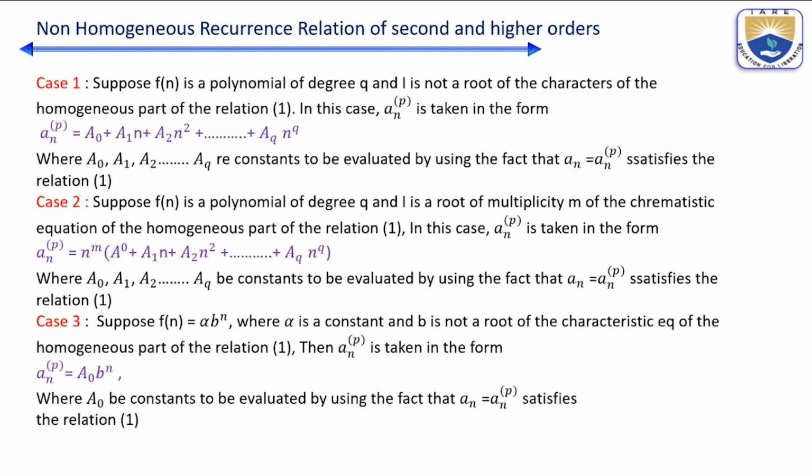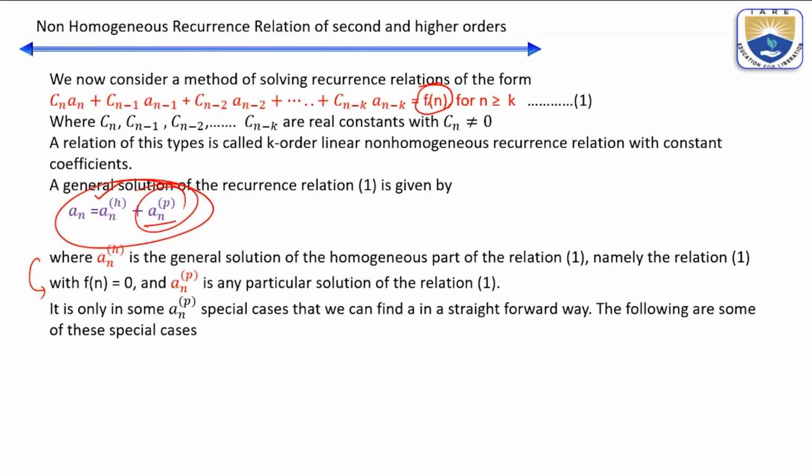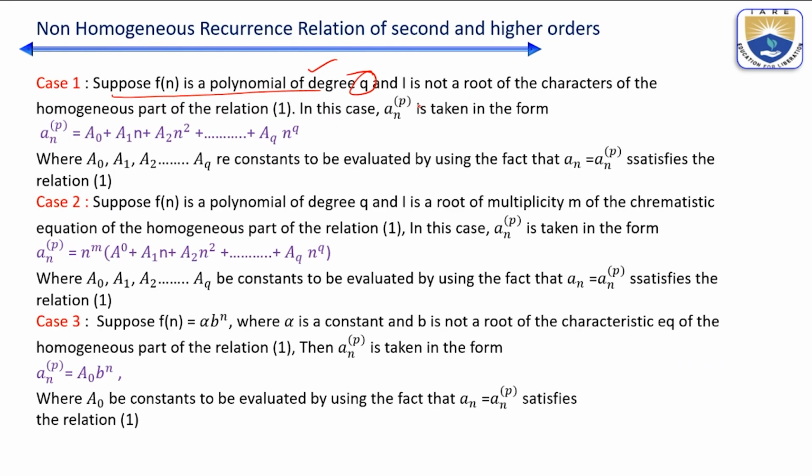For finding the particular integral, the particular solution, there are three different cases. Case 1: f of n, the right hand side, is a polynomial of degree q, and 1 is not a root of the characteristic equation. Then the assumed particular integral is this. Then we find a0, a1, and so on up to aq, and substitute in that expression. Then we come to know a_n^(p).